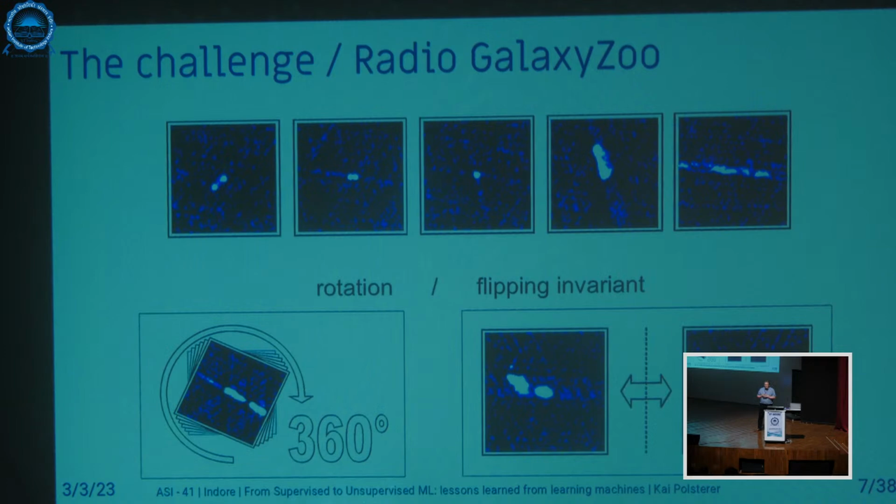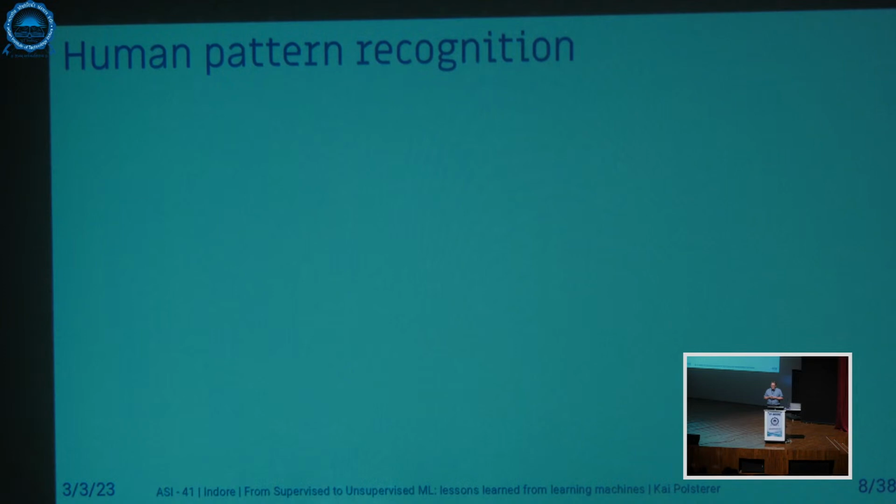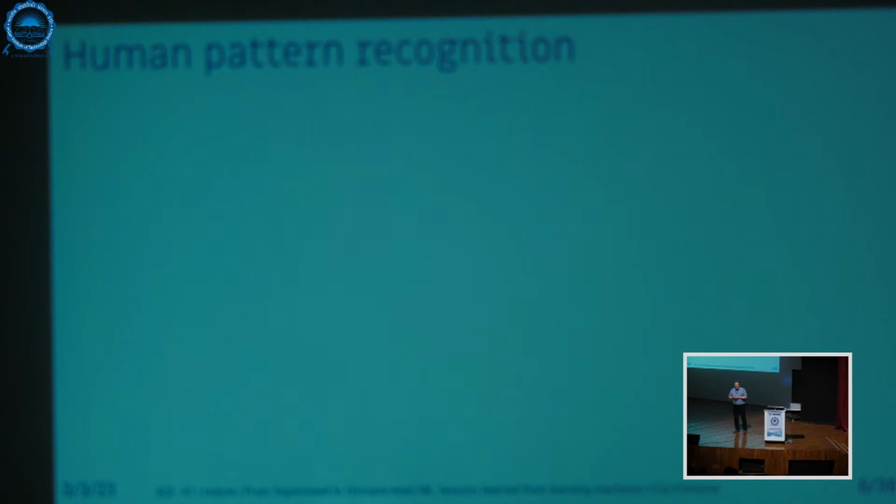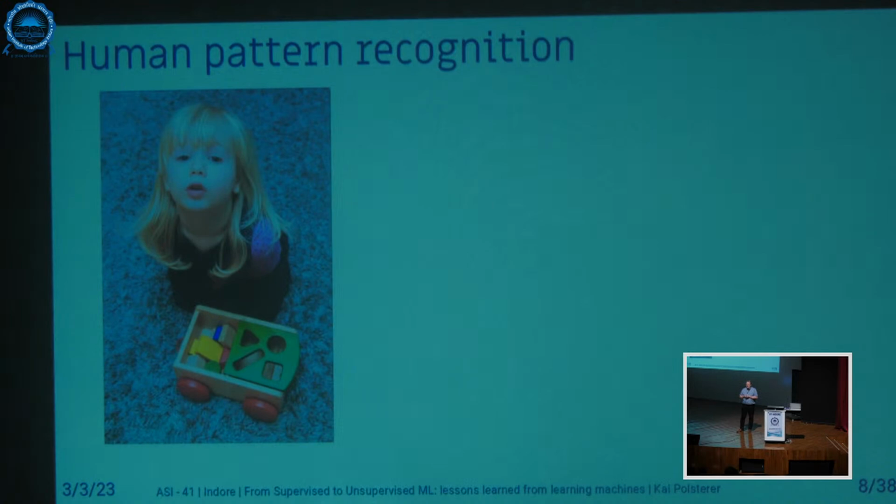And the challenge in Radio Galaxy Zoo is to deal with rotation and flipping invariance. And rotation and flipping invariance is something we very often have in our daily lives. So what does a scientist, an evil scientist from Germany do? You take an untrained human brain, in this case it's Eva, my younger daughter. Back then she was really young and I was playing evil tricks on her. But that's how you start.